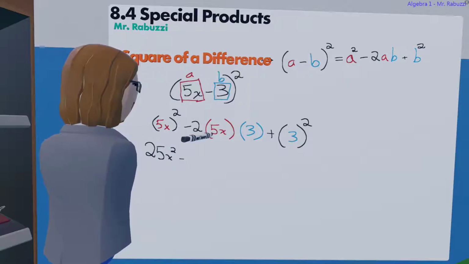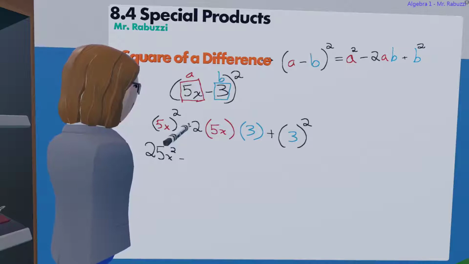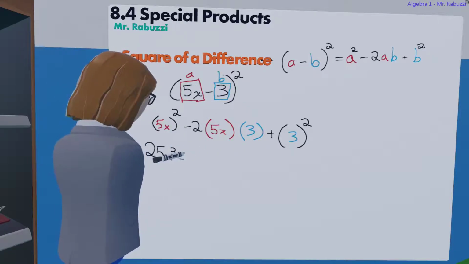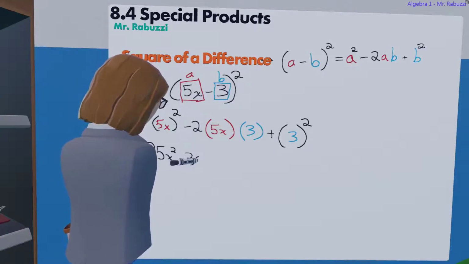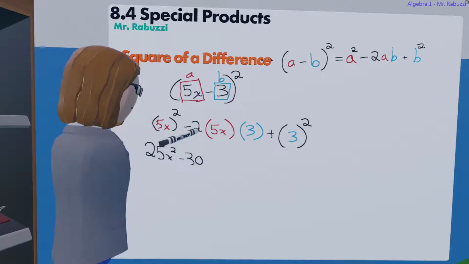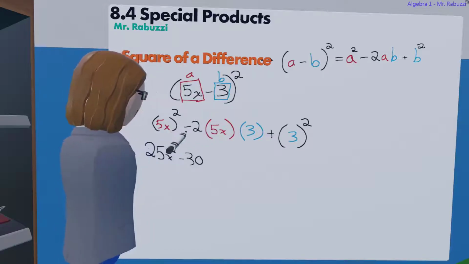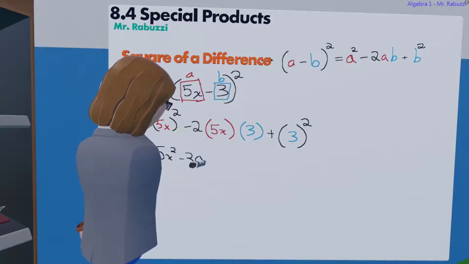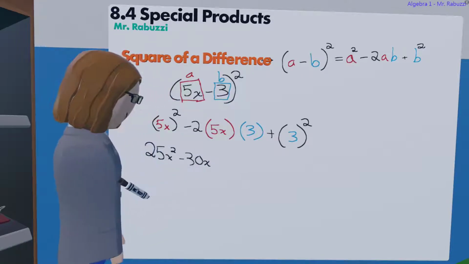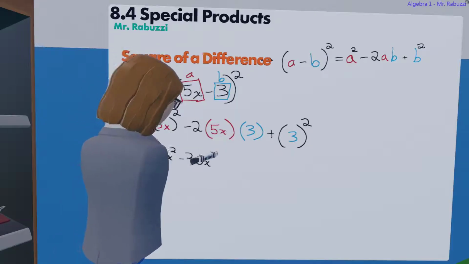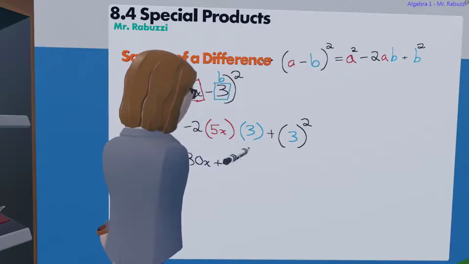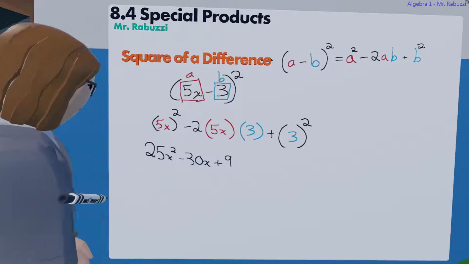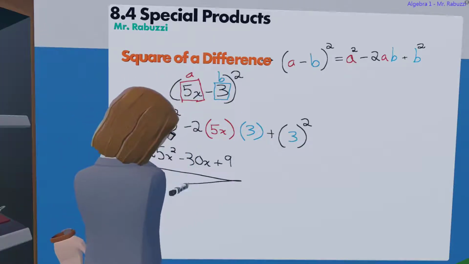2 times 5 times 3. Okay, 2 times 5, that's 10. 10 times 3, that's 30. And then the only variable we have, no variable, x, no variable, so it's just going to be that x. Okay. Last piece, it's going to be plus 3 squared. 3 squared is 9. Bada bing, bada boom.